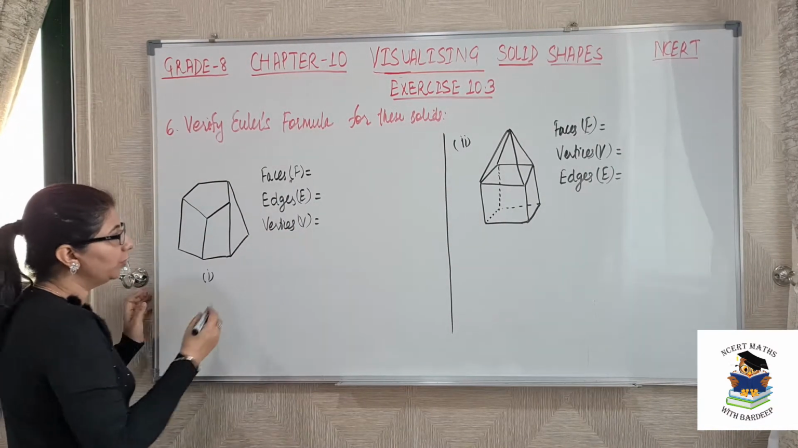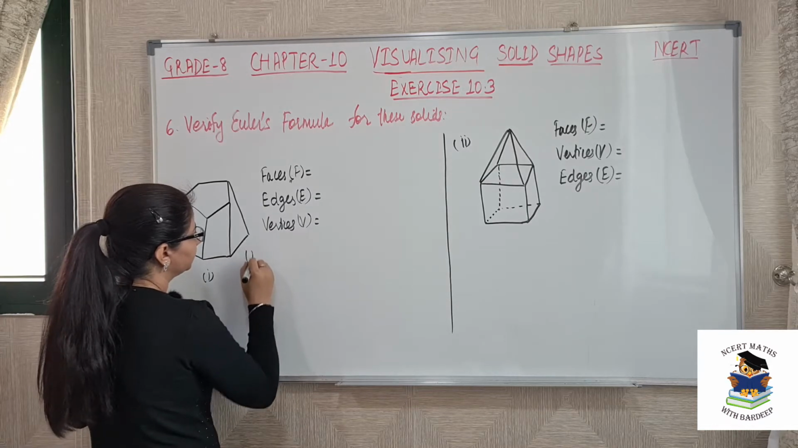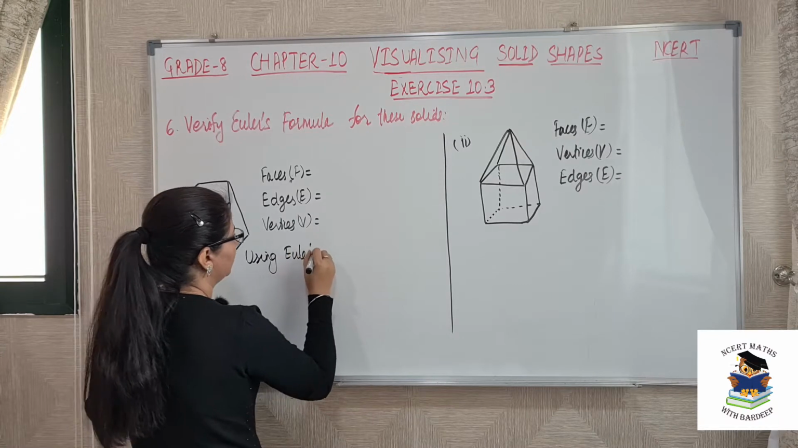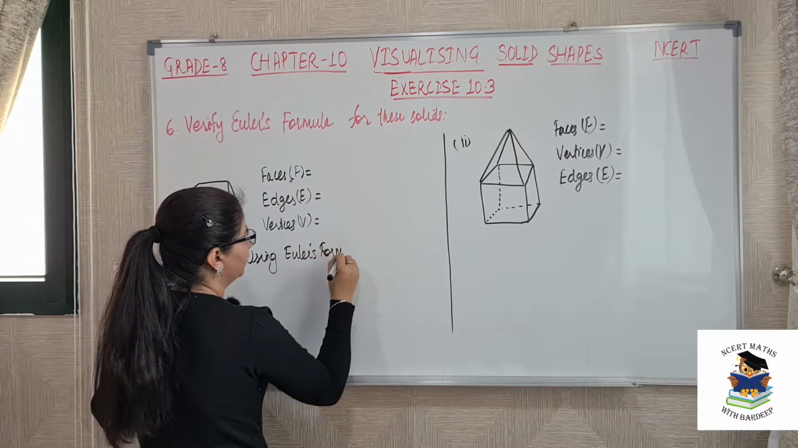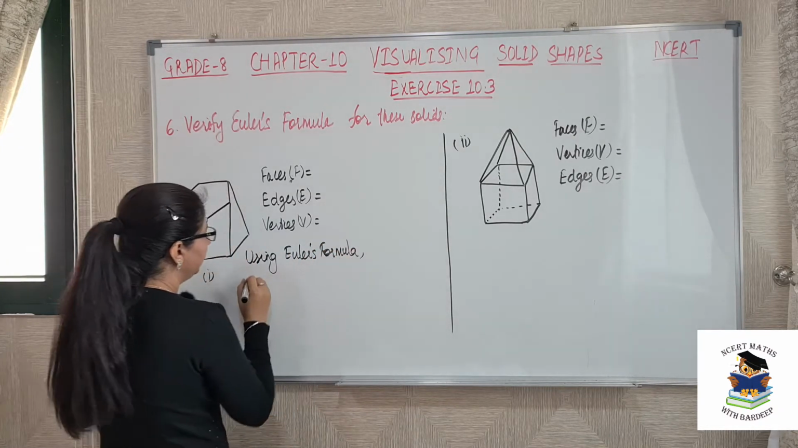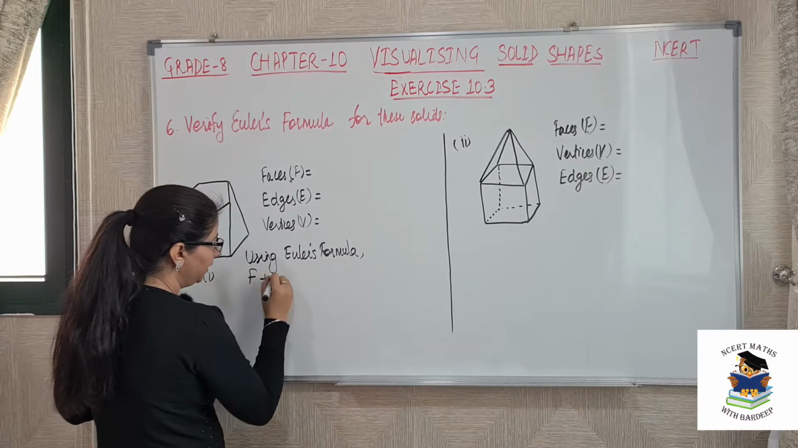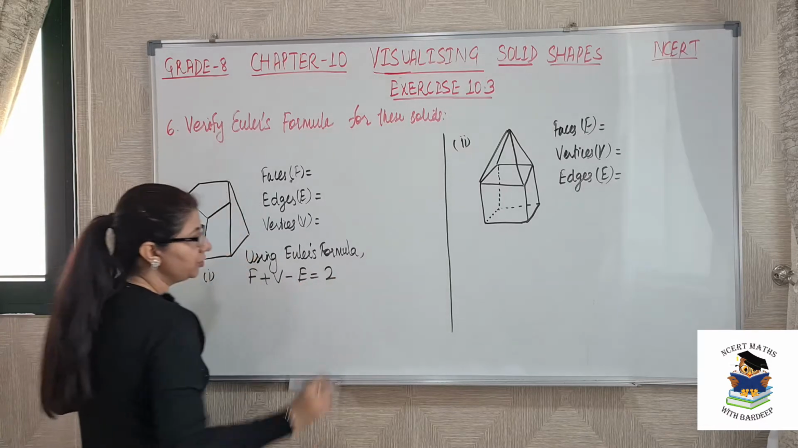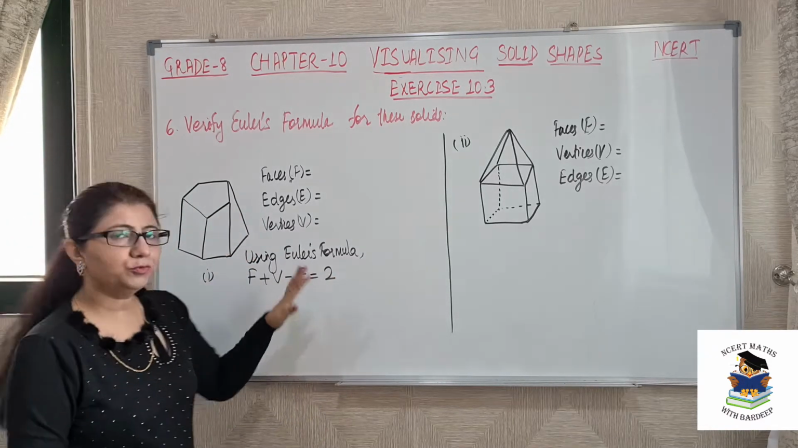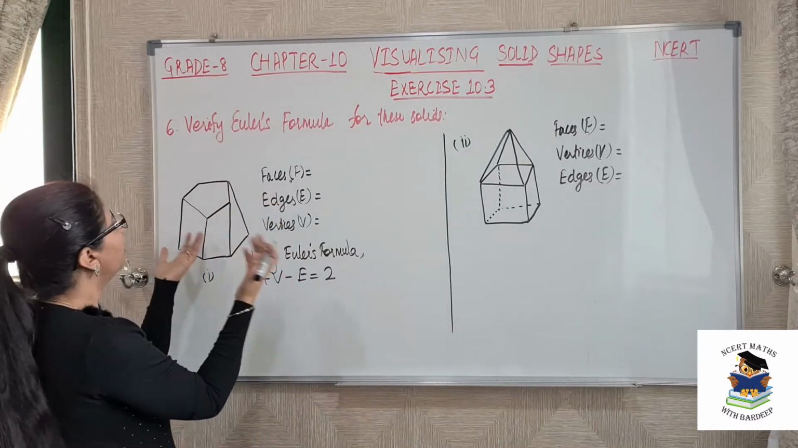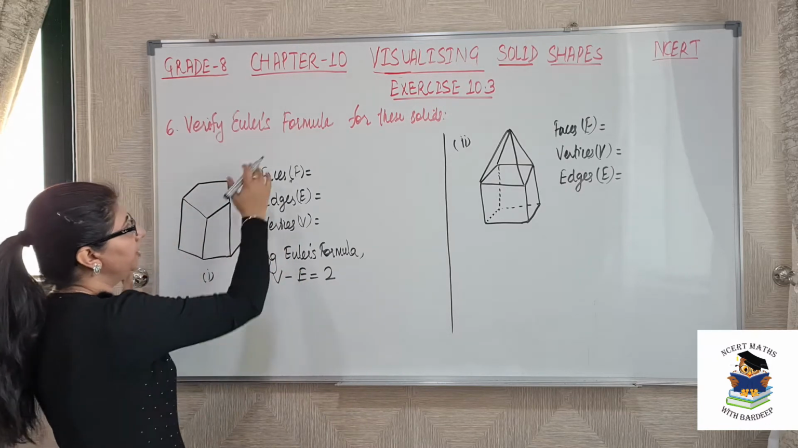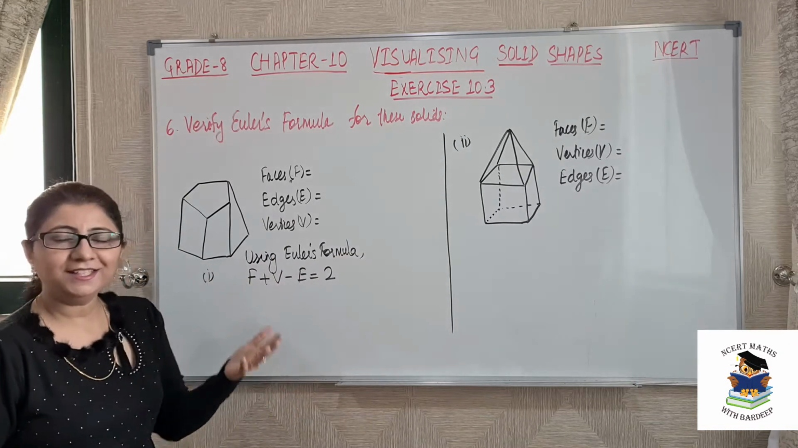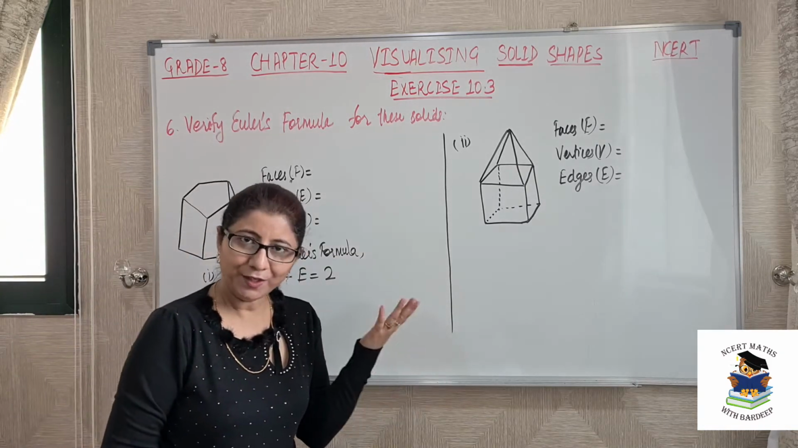See for Euler, what is Euler's formula? So what was the formula? That is number of faces plus number of vertices minus number of edges should always be equal to 2 for any polyhedron. So now how to verify? We will find out the number of faces, edges and vertices, put in this equation and see if left hand side is equal to right hand side or not.